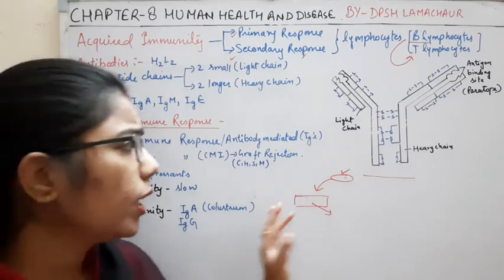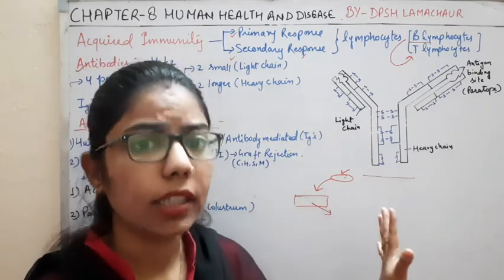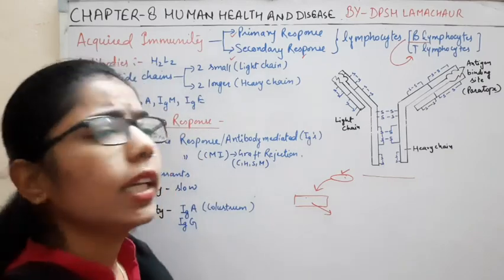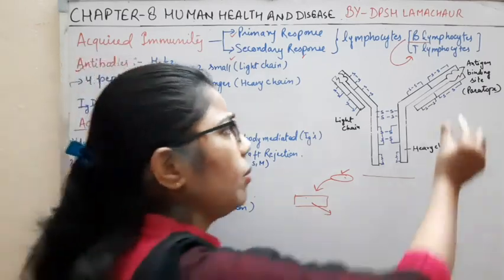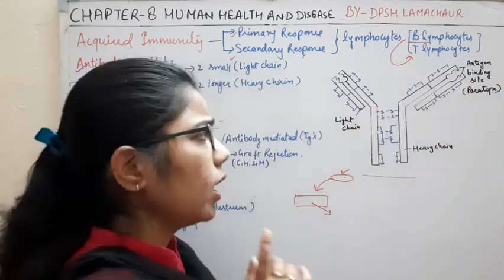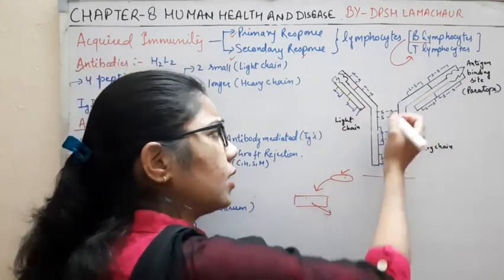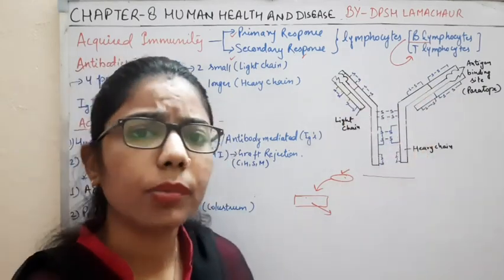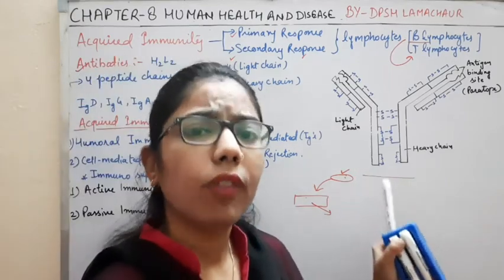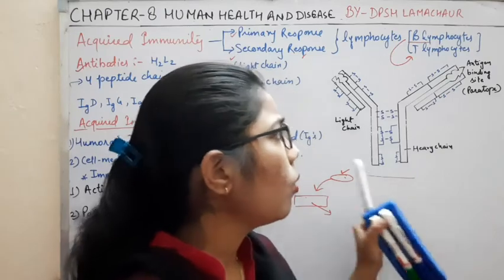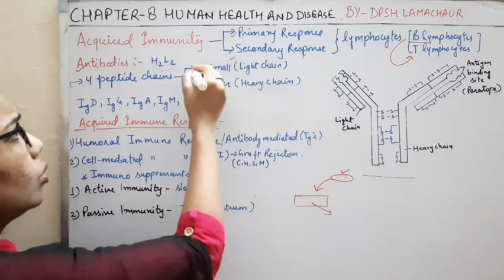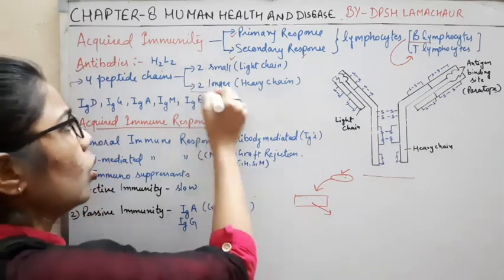Every antigen has a different type of structure, so that's why the antibody structure can change at this site. Here you can see the structure of antibodies is a Y-shaped structure. If I ask you what is the shape of the antibody, it is a Y-shaped structure. Now, this Y-shaped structure contains two small and two longer chains.